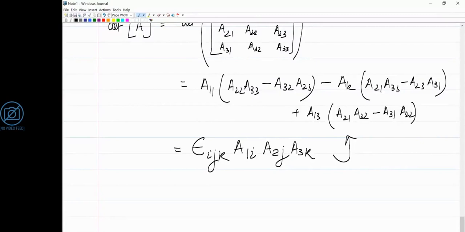Sir, how did you convert it? Or how do I convert? So you really have to expand and see. Okay. Yeah.